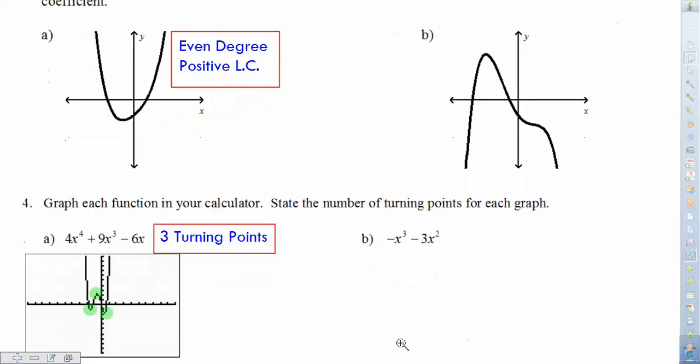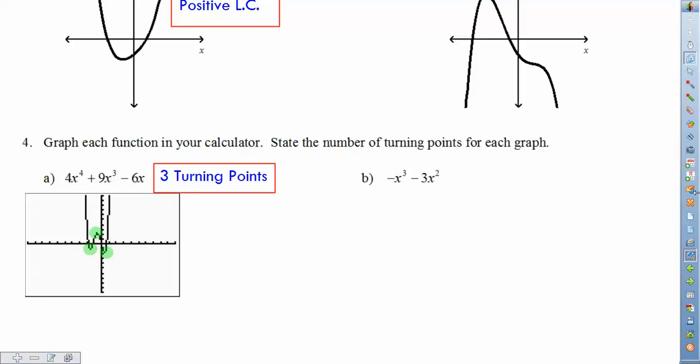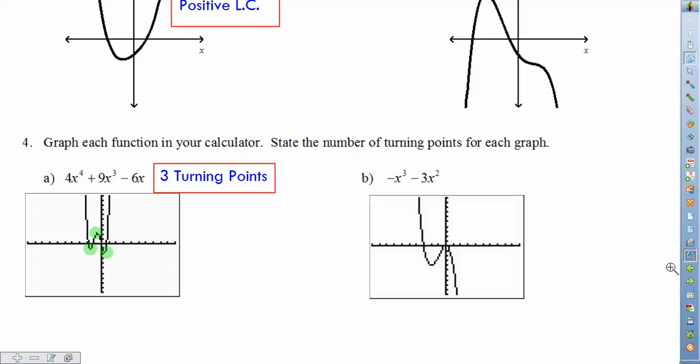Okay? B, I'll leave it to you, but I'll throw you one little bone here. There's the graph of it. So write down how many turning points that thing's going to have. Okay?